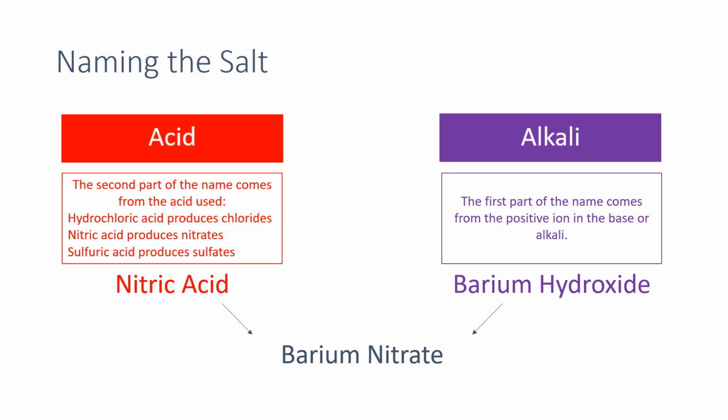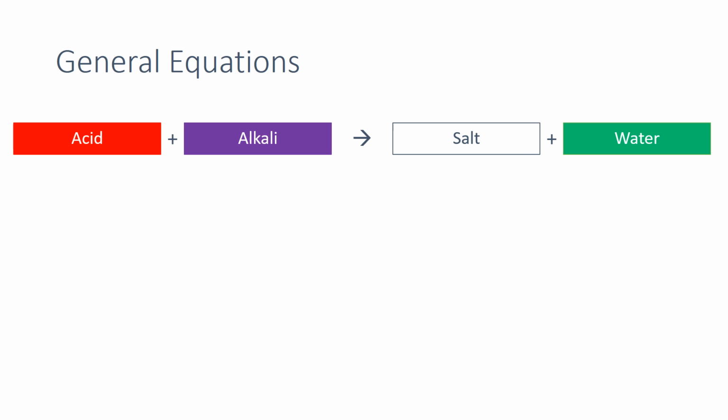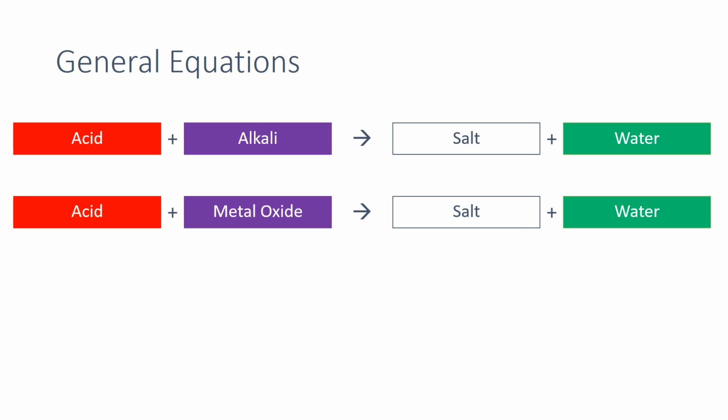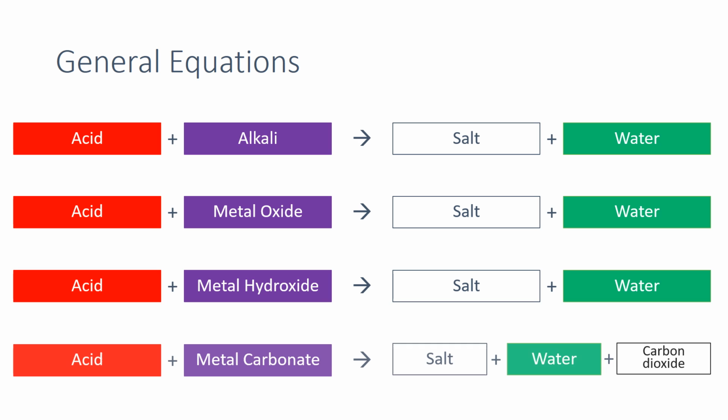Now that you can name the salt, you can use this skill to predict what will be produced in a range of examples. These are some of the general equations that you need to be able to apply in your chemistry exam. The one we've just looked at, acid plus alkali produces salt and water, as well as three others. Acid plus metal oxide produces salt and water, acid plus metal hydroxide produces salt and water, and acid plus metal carbonate produces salt, water and carbon dioxide.